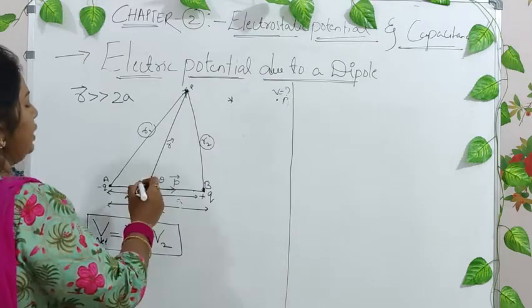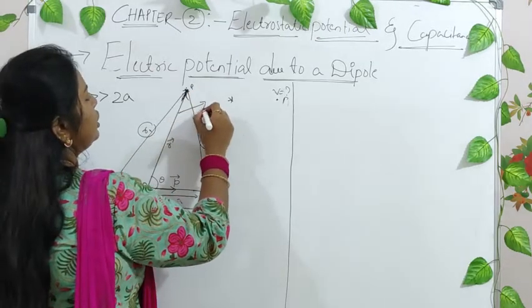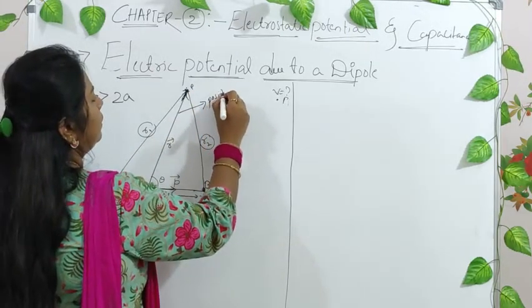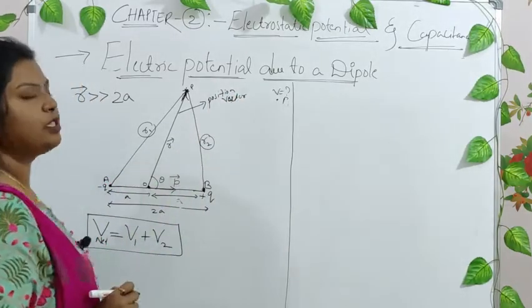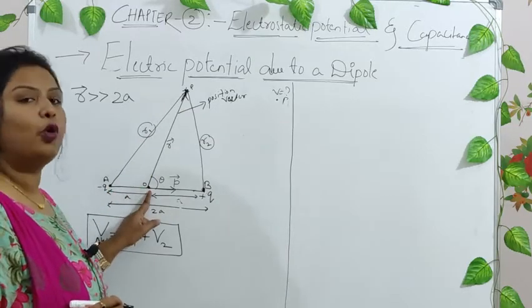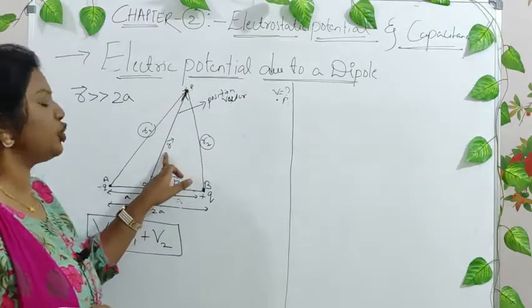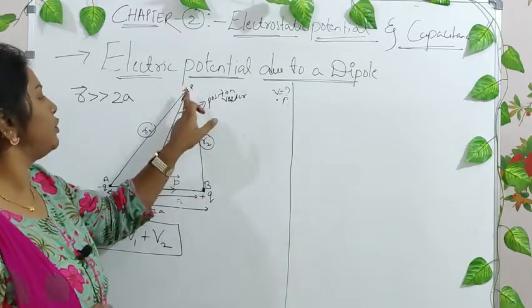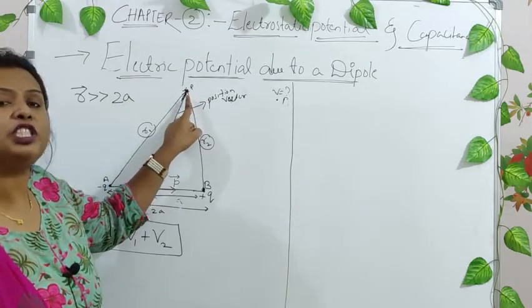Now this particular line here is called the position vector, right? Why is it called the position vector? Because it is the line which starts from the origin and shows the position of some particular point. This line is showing the position of this particular point P, so it is called the position vector.